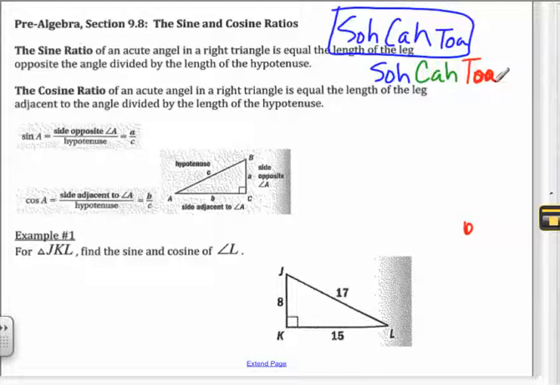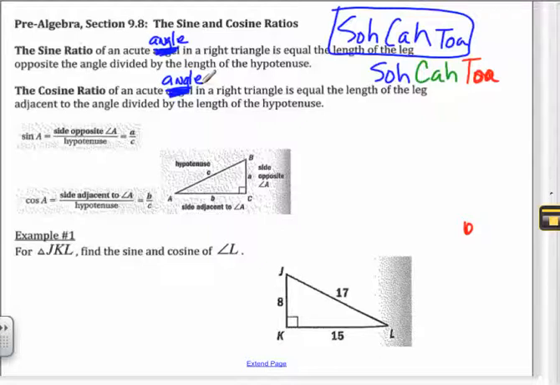The sine ratio of an acute angle. I don't know why I keep writing angel. Is there something wrong with me? Maybe I'm thinking about angels. Of an acute angle. And look, I did it again. You know what? I cut and pasted. That's why I made the same mistake. That's the danger with cut and paste. You cut and paste mistakes and you repeat.